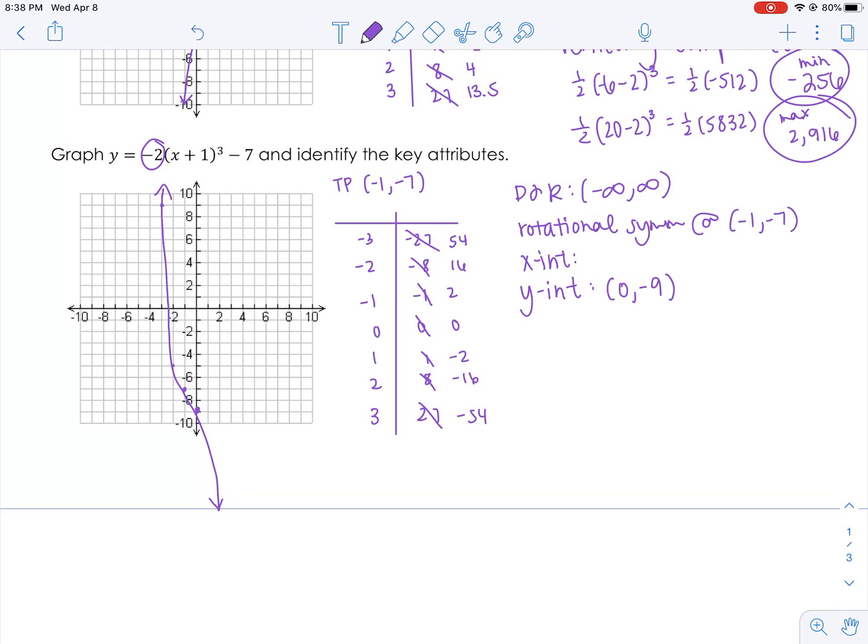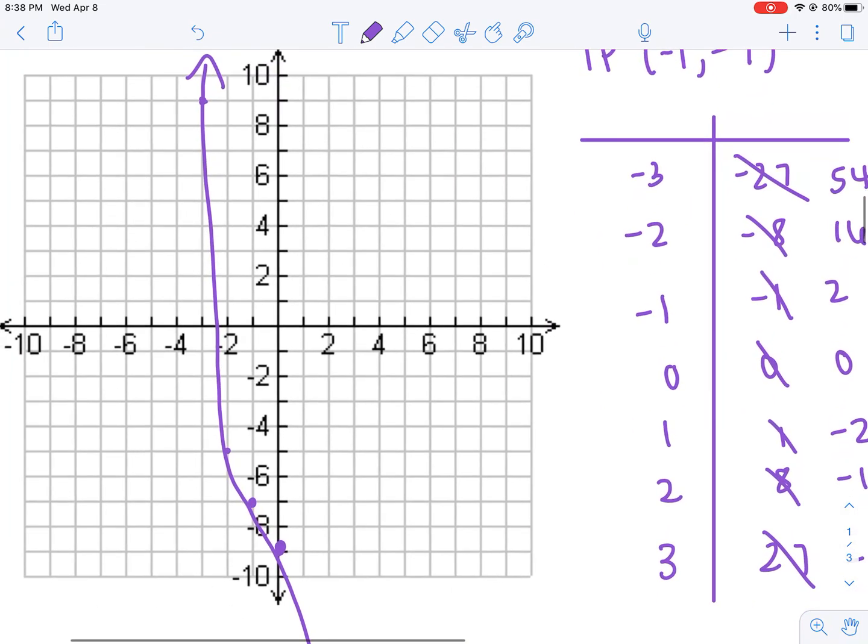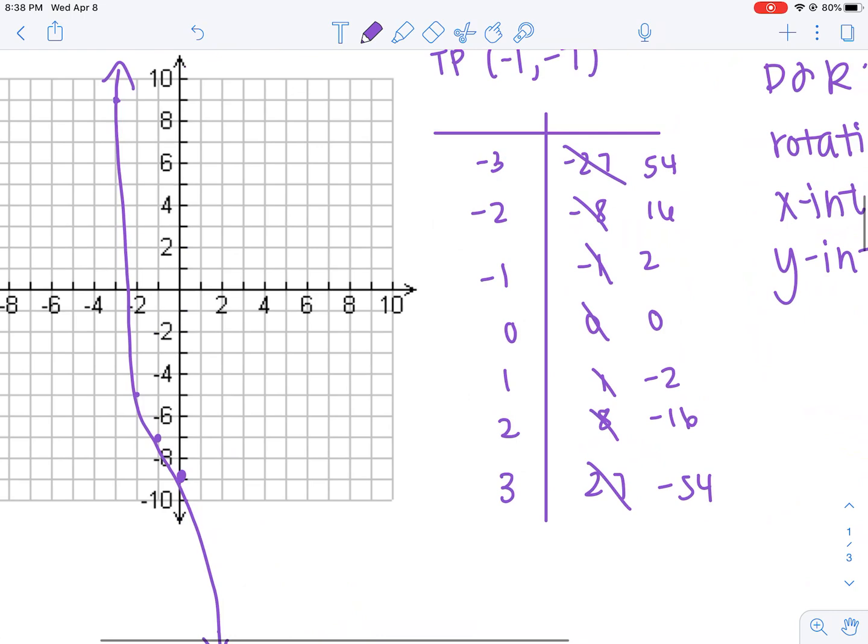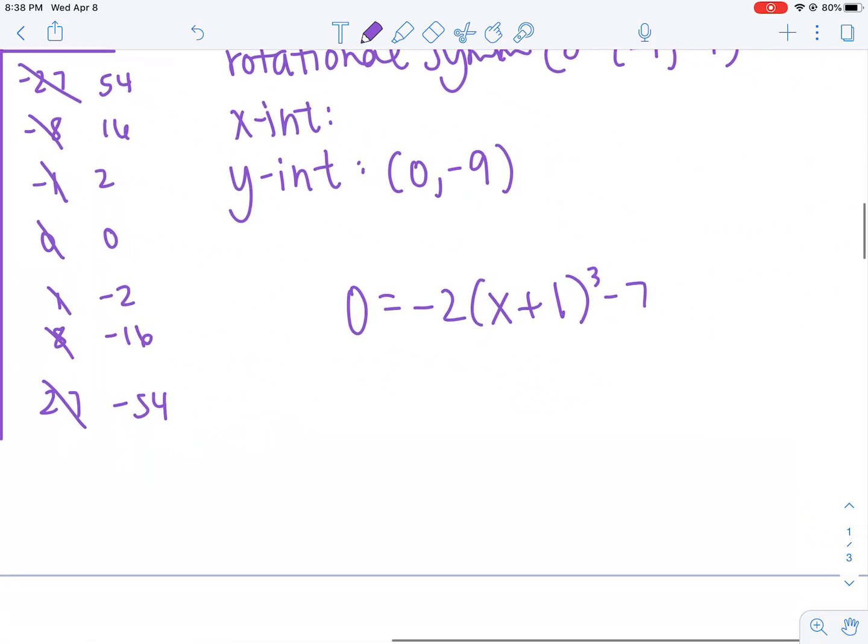So to find the x-intercept, instead of plugging in 0 for x, plug in 0 for y. So it would be 0 equals -2 times x plus 1 cubed minus 7. Now you're at home. Feel free to go to Desmos and plug this into the graph and actually look at the graph and kind of go from there. Guesstimating, I think it's going to be -2.1, -2.3, -2.5. And for now, that's fine.